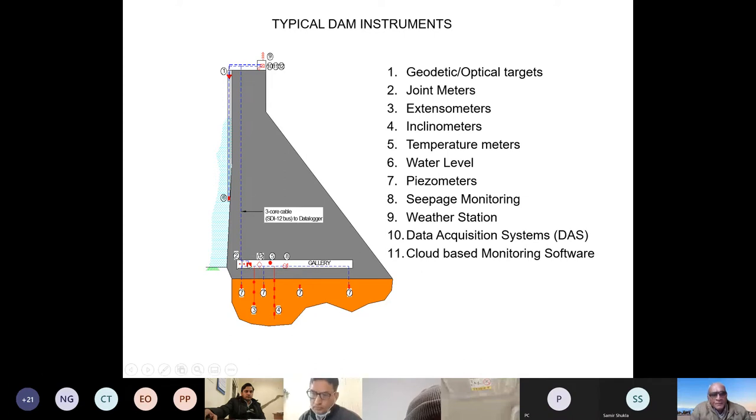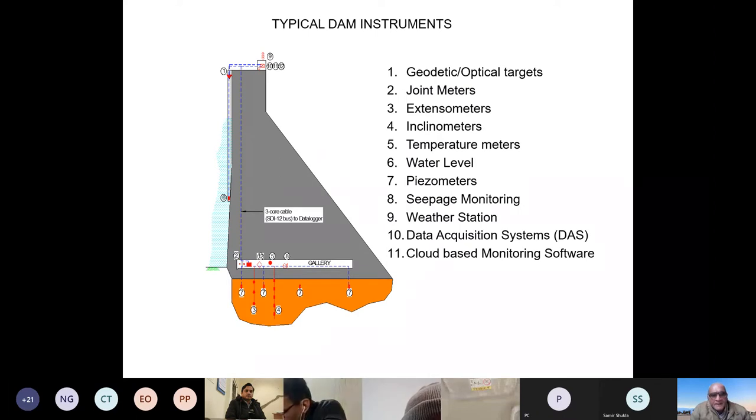Now, we use joint meters here, which are always put in the galleries only, between the blocks but in galleries. So even if a joint meter goes bad, you can replace it because you are working in the gallery. That way it can be done.